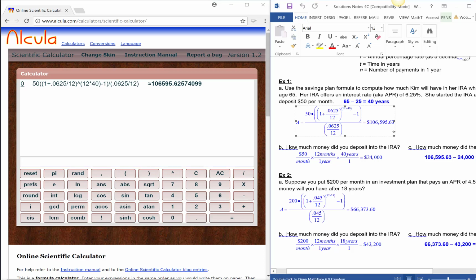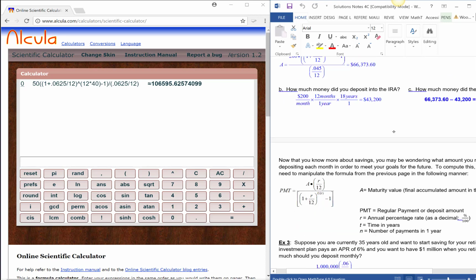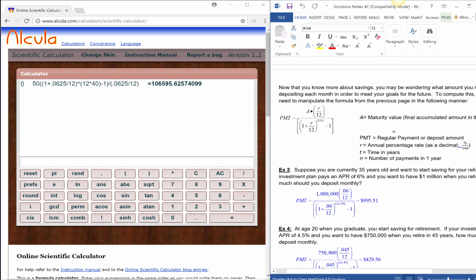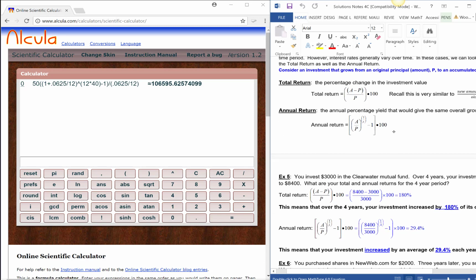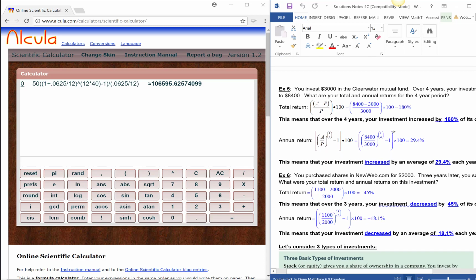Okay. Another common one that folks have a little bit of issue with in terms of putting it into their calculator would be the total and annual return. So I'm going to scoot on down to example 5 in the notes. And the total return, as you can see here, is equal to, you have double parentheses, your A minus P divided by P times 100.